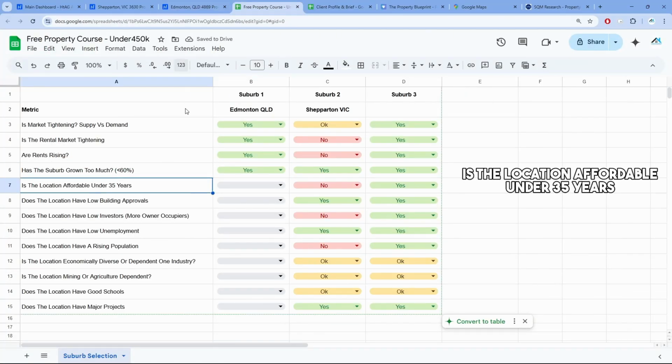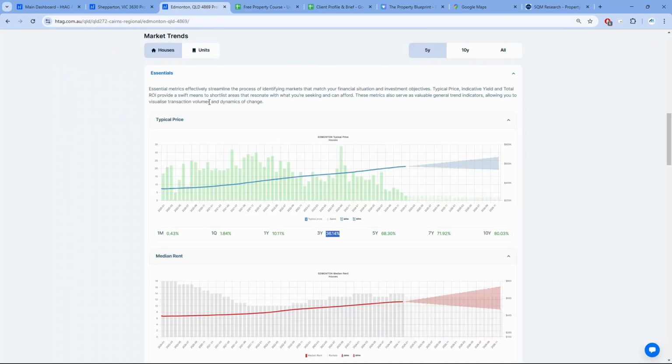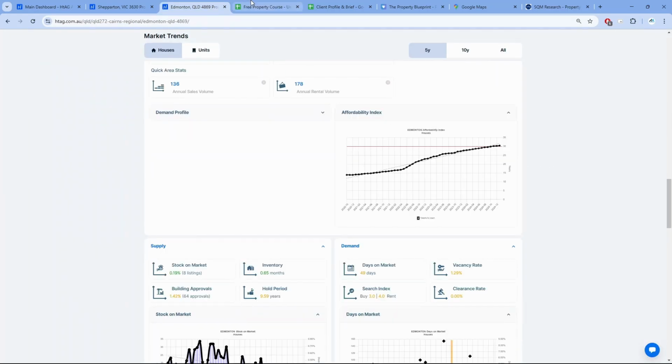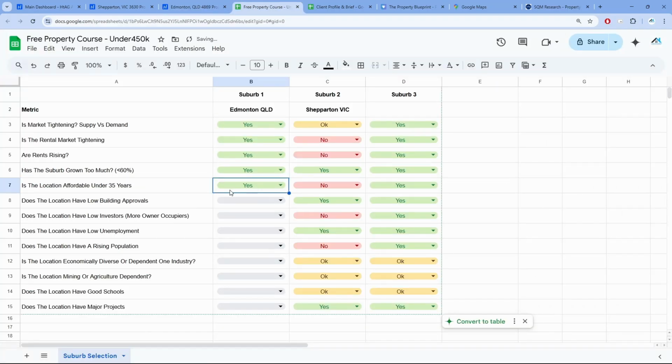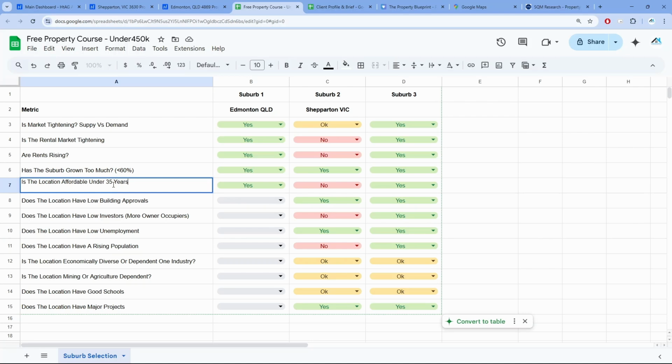Is this location unaffordable or is it under 35 years? Let's have a look. It's under 35 years. So yes, this location is relatively affordable for the local residents in the area. Now, when you invest into capital cities there will be a higher bar, and that bar is 45 years. Anything less than 45 years in a capital city is good.